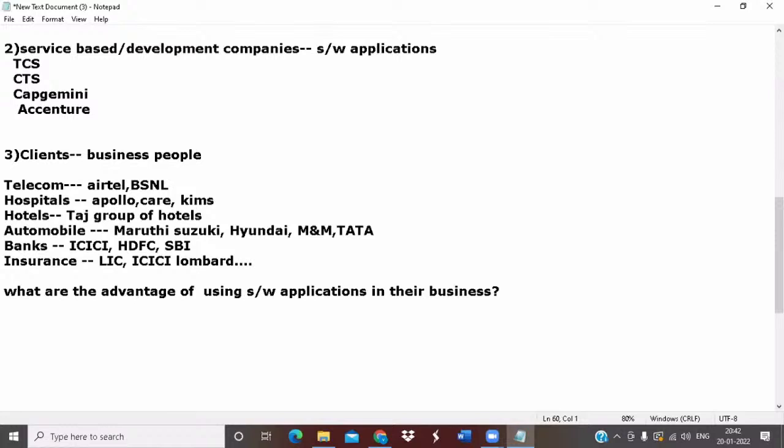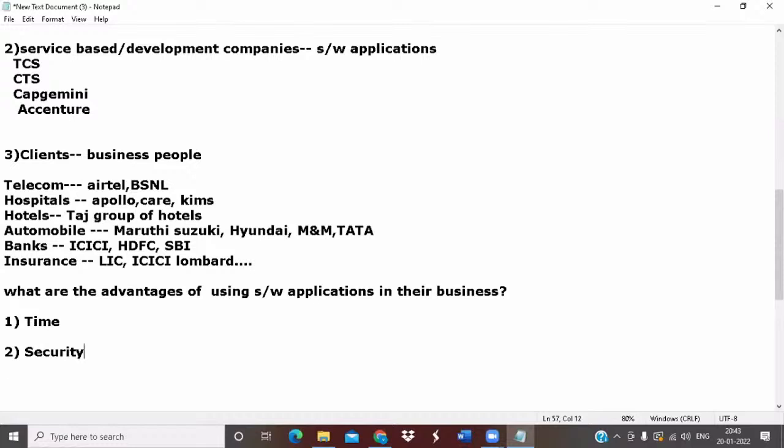Hope all of you understand the question clearly. What are the advantages of using software applications in business? Save the time. Excellent. First advantage, it saves your time. Second advantage, business brings the automation.